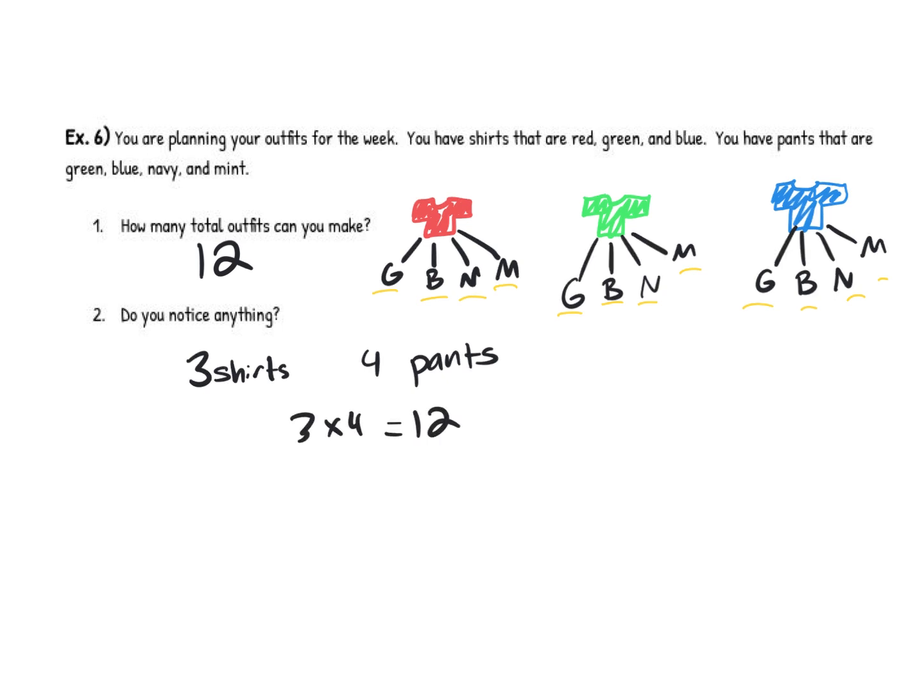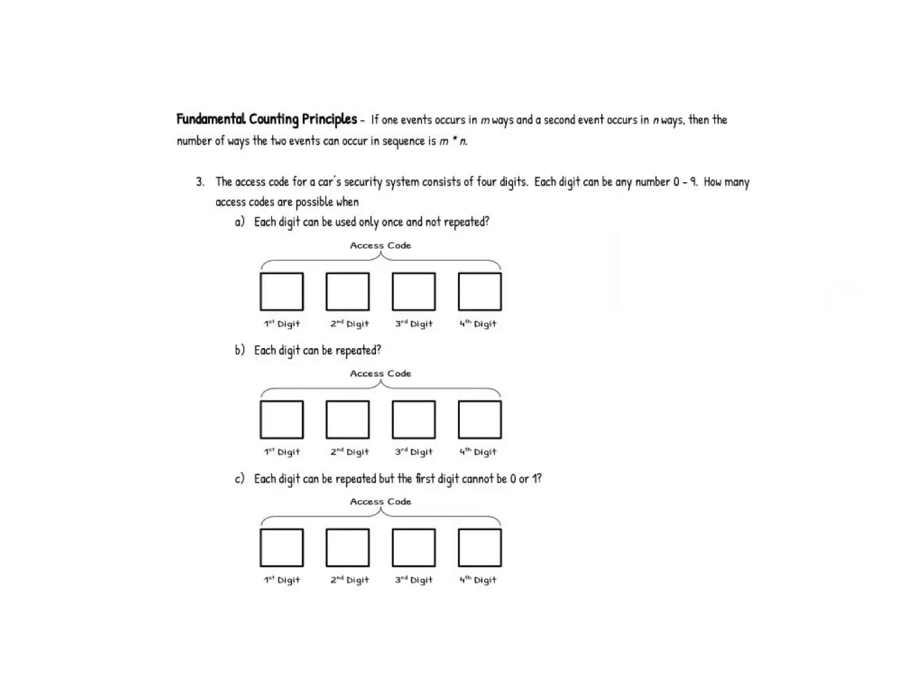That's no coincidence. That is our fundamental counting principle. The fundamental counting principle: if one event occurs in m ways and a second event occurs in n ways, then the number of ways that 2 events can occur in sequence is m times n.